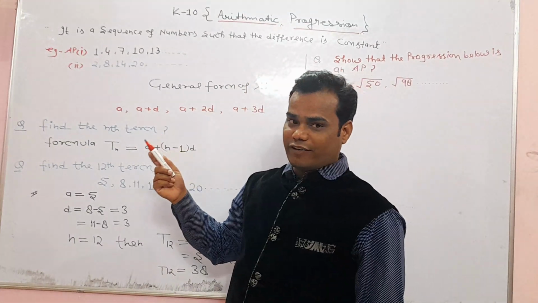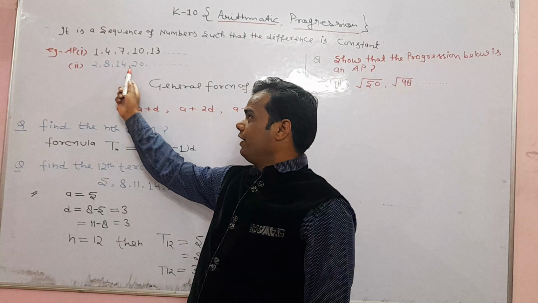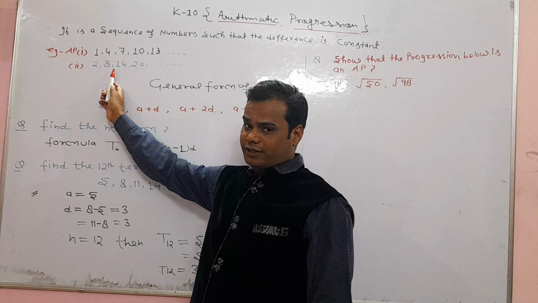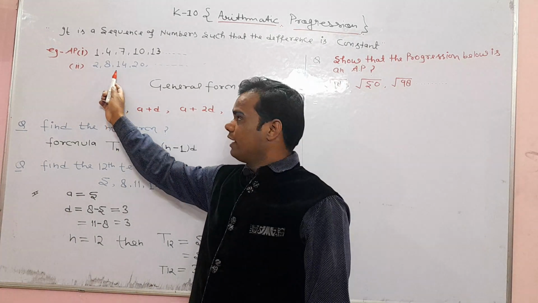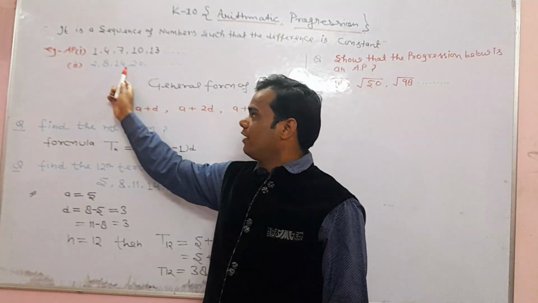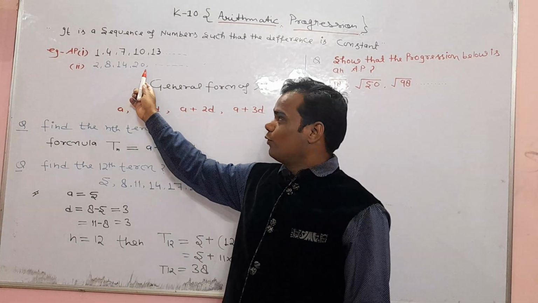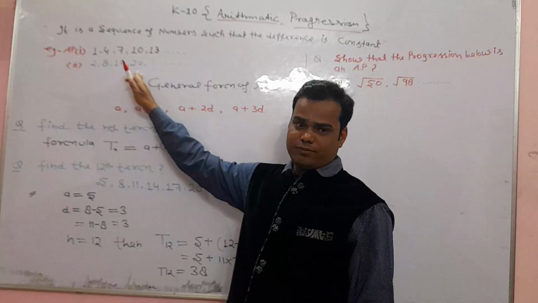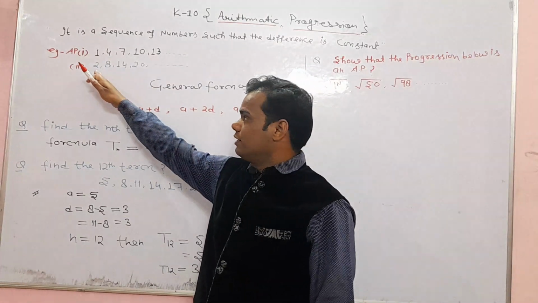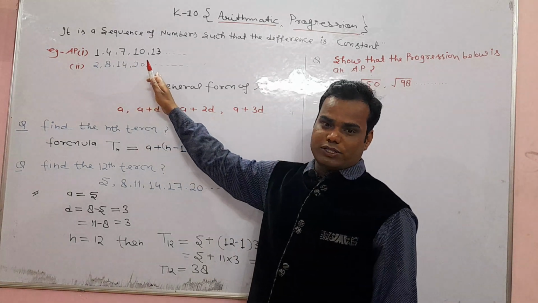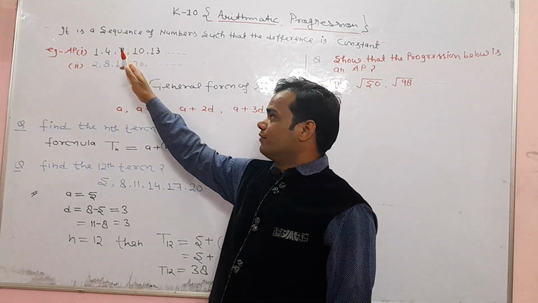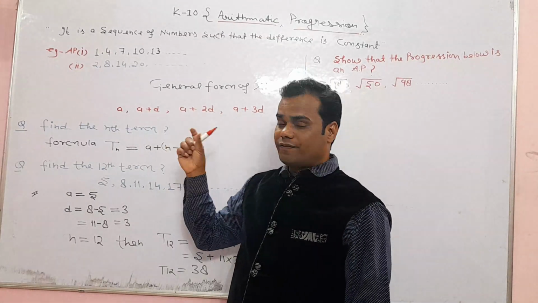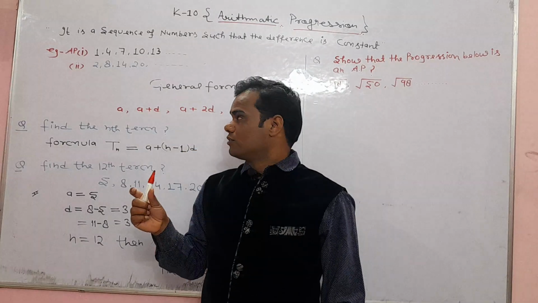And a second example for AP: 2, 8, 14, 20. Here the first term is 2 and the second term is 8. Then the common difference between the two terms, 8 minus 2, equals 6, and 14 minus 8 equals 6. 20 minus 14 equals 6. Then the difference between each two terms is 6. So this sequence is an arithmetic progression, meaning AP. So the first example is an arithmetic progression, and the second is also an AP, because the common difference between two numbers is the same.